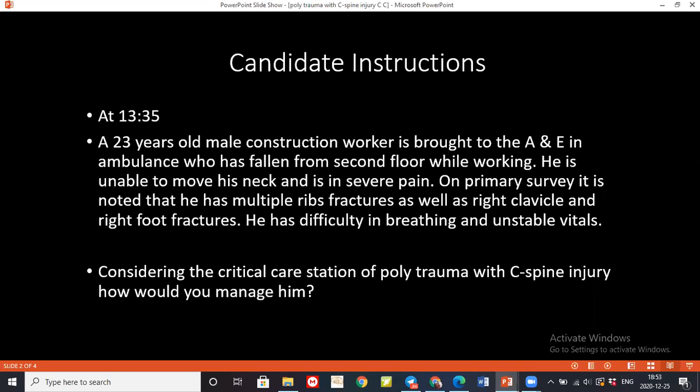Talking about BP and pulse, the BP would be normal in class 1 and 2 and decreased in class 3 and 4. The pulse would be less than 100 in class 1, greater than 100 in class 2, greater than 120 in class 3, and greater than 140 in class 4. Talking about urinary output, in class 1 it would be around 30 ml, in class 2 around 20 to 30, in class 3 around 10 to 5, and in class 4 negligible, and the patient might be anuric.